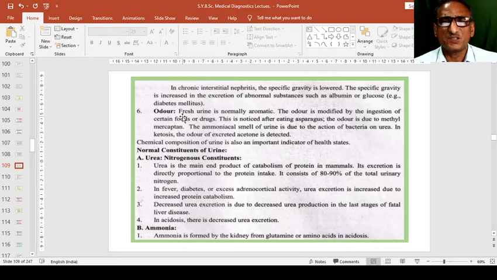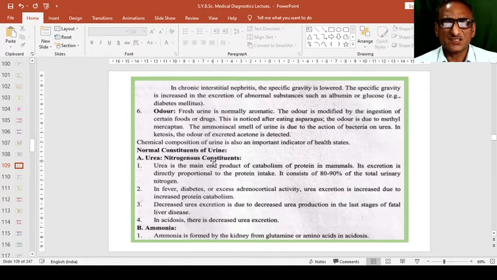The odor of the urine is normally aromatic, but it is modified by the ingestion of different fruits or drugs or anything you take as food material. Then normal constituent of urine includes urea.